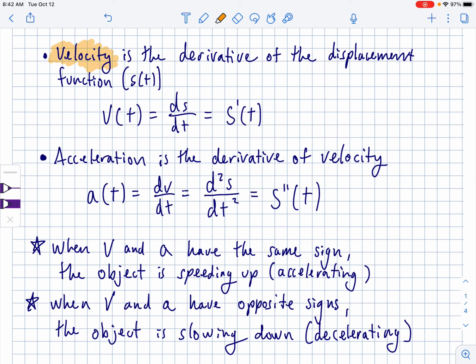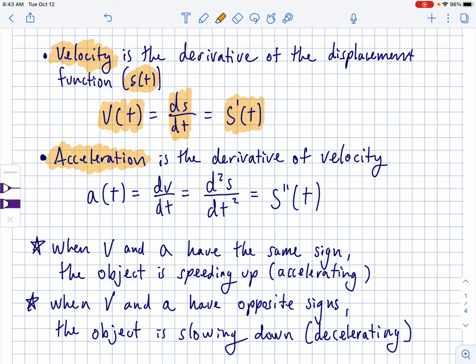Couple of other terms you may have heard in science class. Velocity is going to be the derivative of the displacement function. So usually you're given some sort of master function that shows the path of a particle or the displacement or the distance traveled. That's usually s of t. So if you take the derivative of that, that's going to be v of t. Another way to say a derivative is ds/dt, derivative of s with respect to t. And, of course, we've said that as s prime of t.